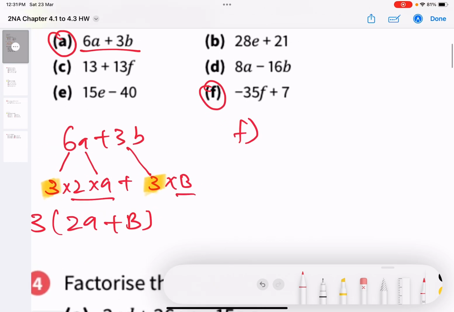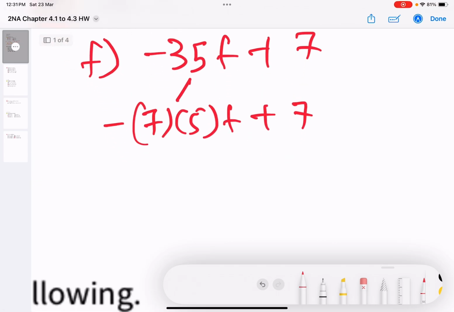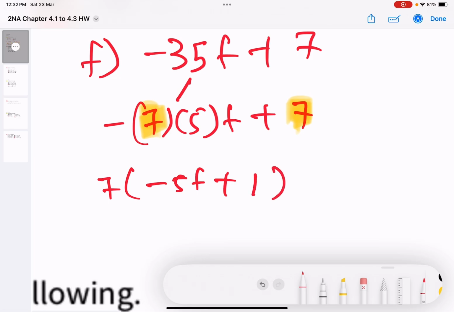Let's look at f. Negative 35f plus 7. So over here as well, 35 is basically 7 times 5 times f, of course negative, plus 7. So I realize that 7 is common, so I can pull out 7. I'm just left with negative 5f. Plus, if you pull out 7, you may think that 0 is left behind, but it's not. Remember, there's no 0 when it comes to factorization. If you pull out 7, nothing's left behind, you just put a 1. So it's plus 1.